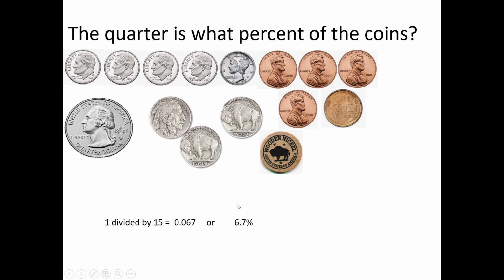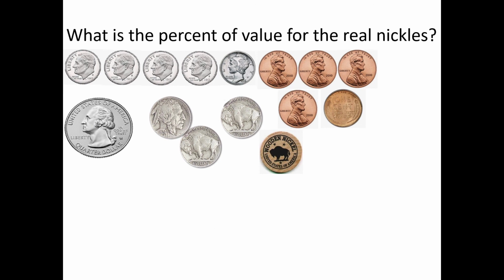That means other coins than a quarter would be 1.00 minus 0.067. They would be 93.3% other coins. Over here, you could subtract 6.7% from 100%, and you'll get that 93.3%. If you follow this and you got that, you're doing well.